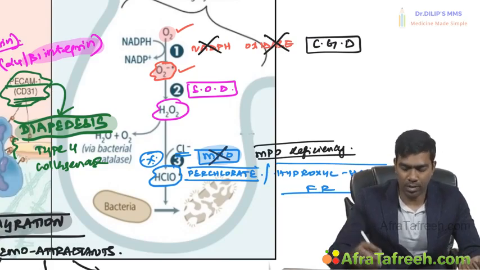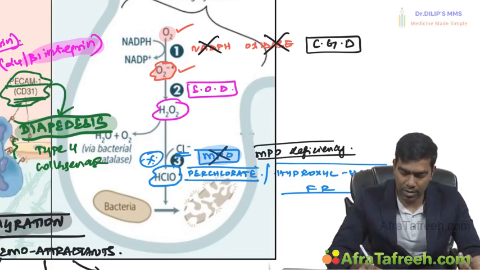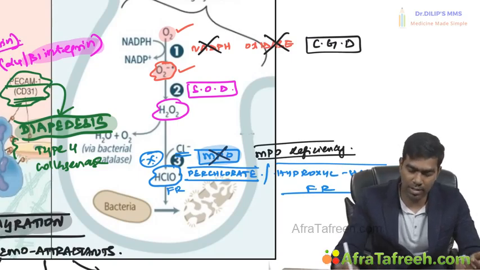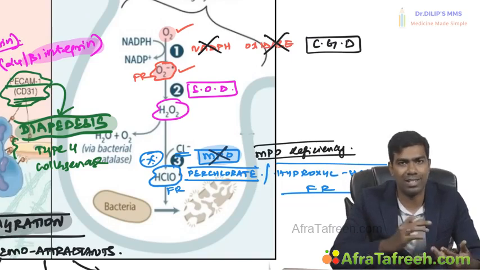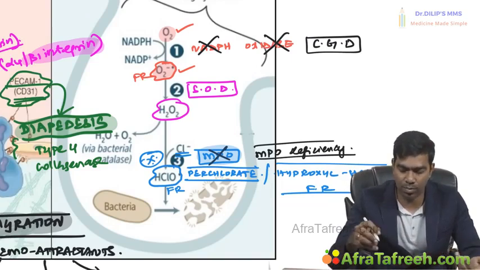But one thing, all this is again a free radical which is going to kill the organism, isn't it? So these free radicals are generated because they have to kill the organism. That is why these free radicals are generated. Here free radicals generated, here also free radicals generated. All these are designed to kill the organism within the phagolysosome.